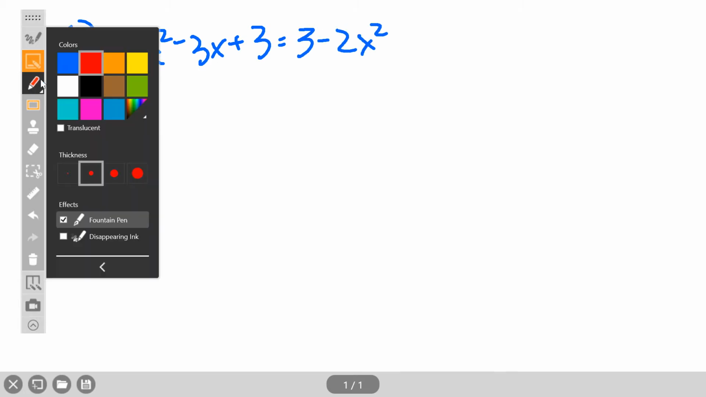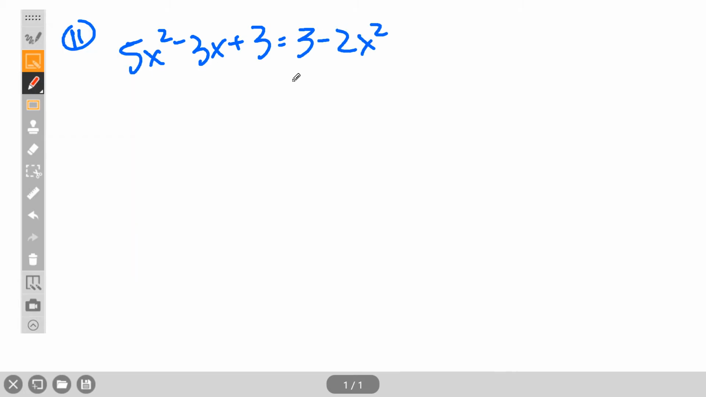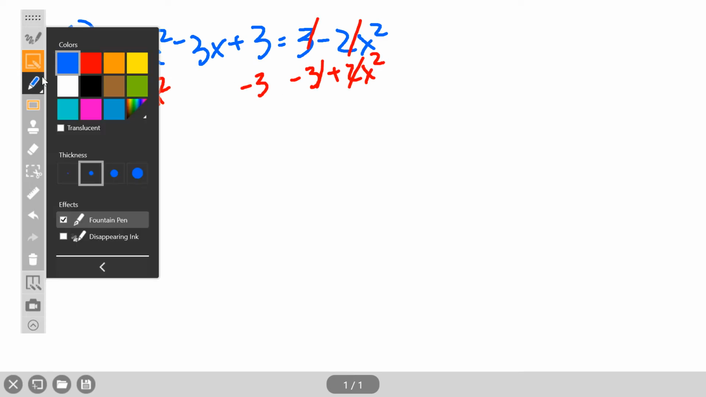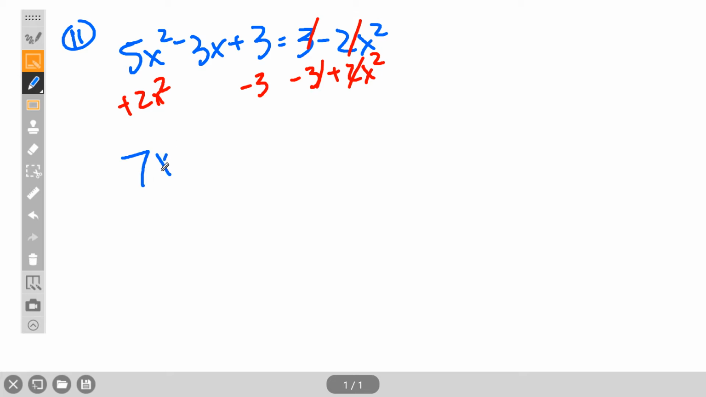Number 11, we have 5x squared minus 3x plus 3 equals 3 minus 2x squared. All right, need to set this equal to 0, so I have to subtract 3 and add 2x squared. So subtract 3, add 2x squared. Those would cancel, those would cancel. So I have 7x squared minus 3x is equal to 0.